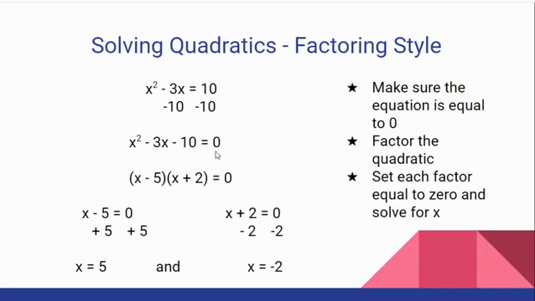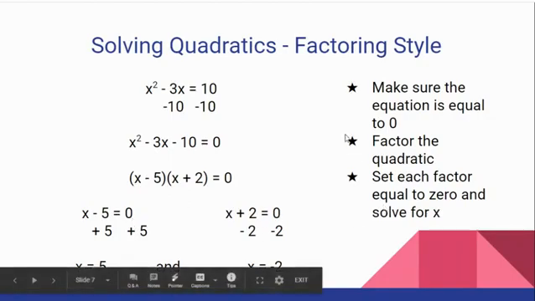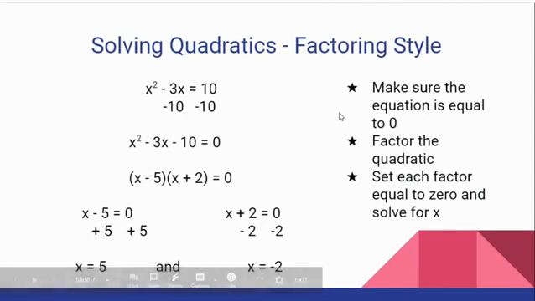This quadratic will factor to x minus 5, x plus 2. If I set each factor equal to 0, x minus 5 equals 0, I'd have to add 5 to both sides of that equation and x will equal 5. In the other one, x plus 2 equals 0, I would subtract 2 from both sides and x equals -2. Therefore, this quadratic has solutions 5 and -2.